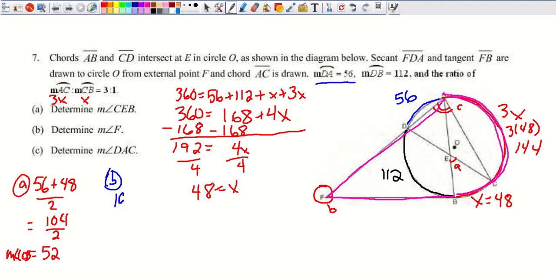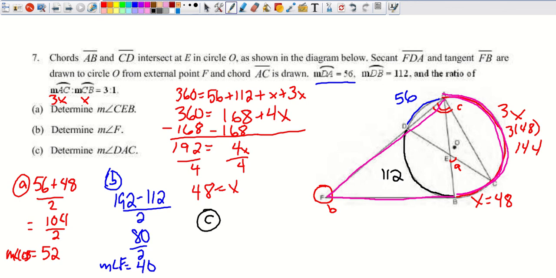So 192 minus 112 divided by 2. And that's 80 divided by 2, which is 40. So the measure of angle F is 40. And the last one we want to figure out is arc DAC.